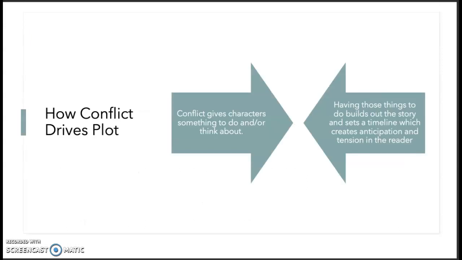So just so that we're all clear, what specifically I'm looking for in your answers with regards to questions that ask about how conflict drives plot, I'm looking for you to explain how the characters are given something to do or think about by a conflict, and having those things to do or think about builds out the story, sets a timeline, and creates anticipation in the reader. And this tension, hopefully, how it's resolved in the end.